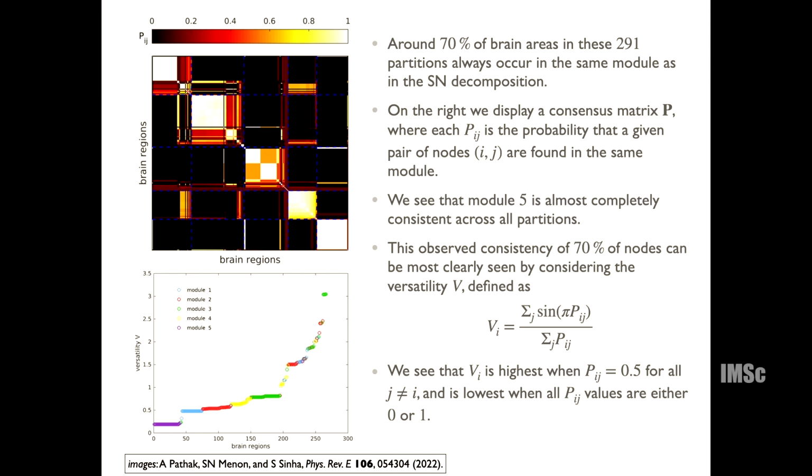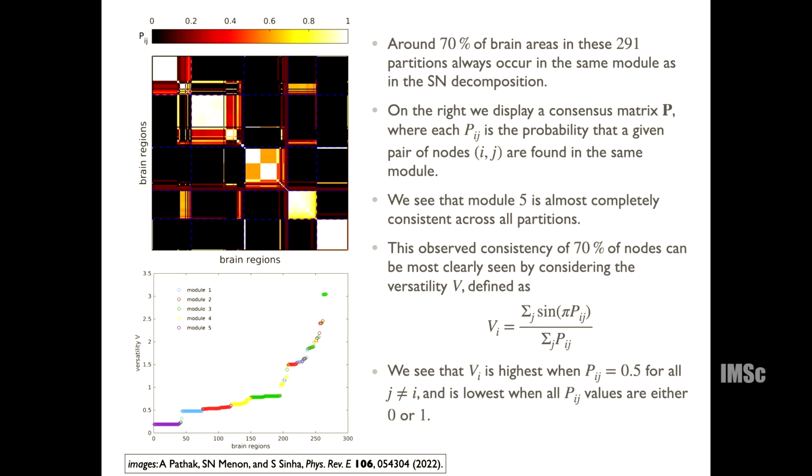Vi is the sum of sine pi Pij divided by the sum of Pij, and you can work out that this is going to be highest when Pij is 0.5 for all ij, and lowest when it's either 0 or 1, right? So if Pij is close to 1, it's going to lower your versatility, or close to 0, of course, also going to lower your versatility. And of course, the nodes in module 5 have very low versatility, which is good. In fact, as you can see here, close to around 200 nodes have fairly low versatility, then it jumps up over there. So this is around 70% or so of the nodes.